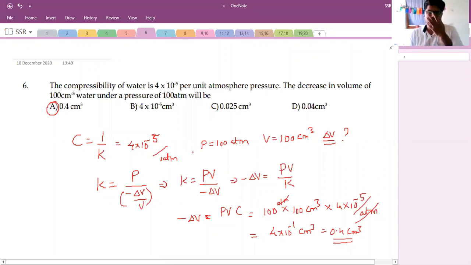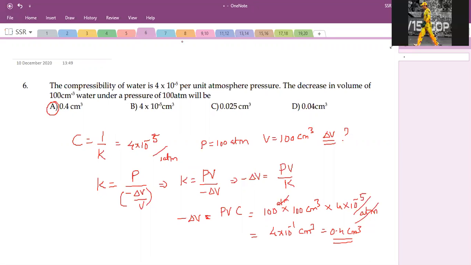Sixth question. Decrease in volume is 0.4 centimeter cube. Are you clear this, all of you? Yes? Okay. Yes, next we'll go for seventh question.